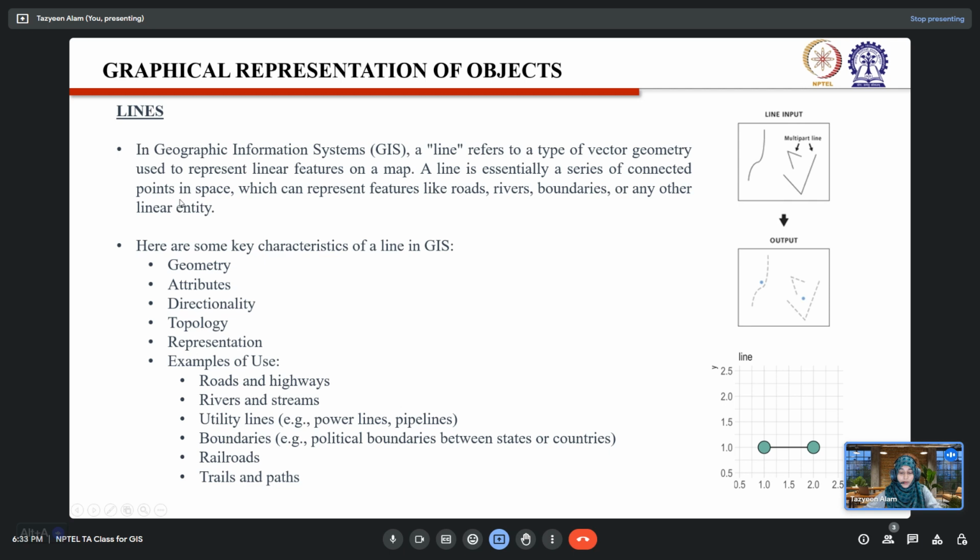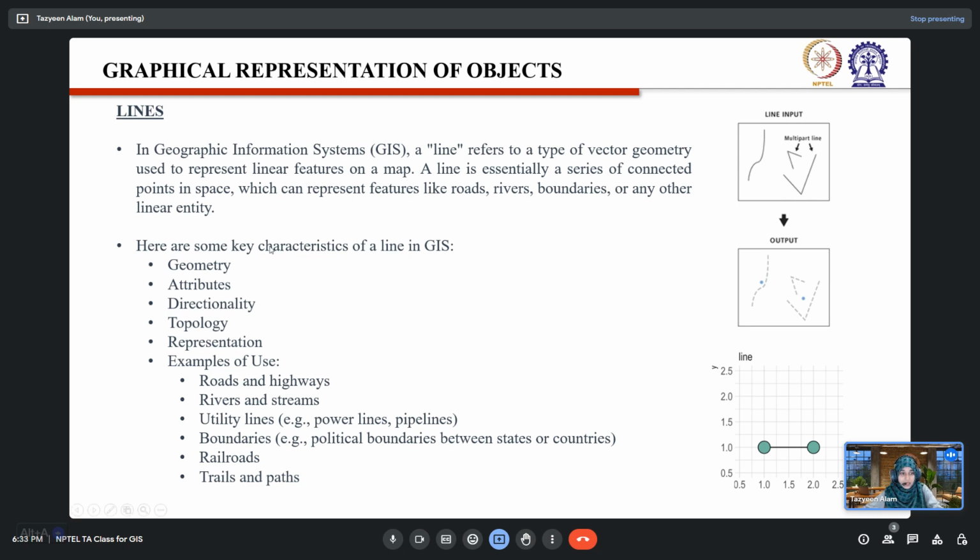Now, if we talk about lines in a GIS system, a line refers to a type of vector geometry used to represent linear features on a map. Whenever you are taking a line, you are connecting a series of points in a specific space or in a specific area. So this represents features such as roads, rivers, boundaries, or any other linear entity.